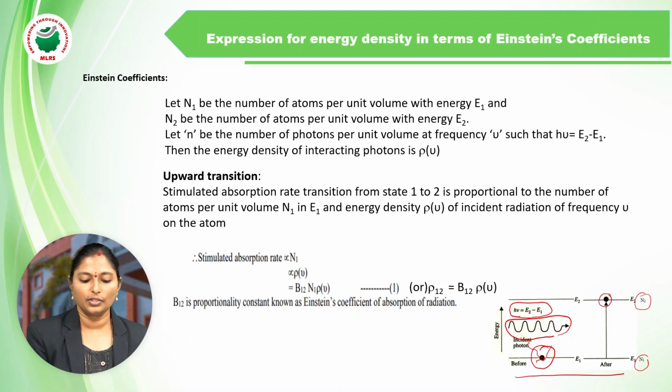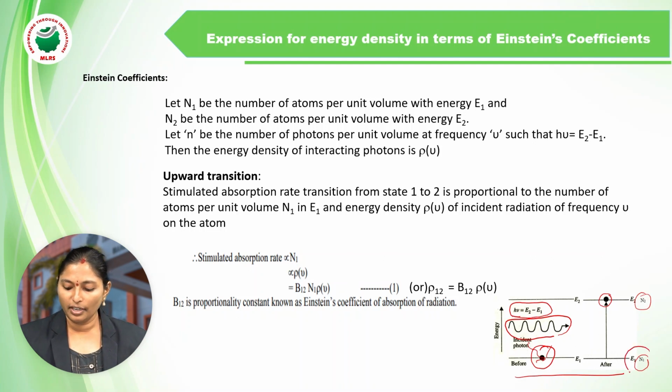Here N1 is the number of atoms per unit volume with energy E1. That means N1 is the number of atoms in the ground state having energy E1. In the same way, N2 is the number of atoms per unit volume with energy E2, that is, the number of atoms in the excited state with energy E2.